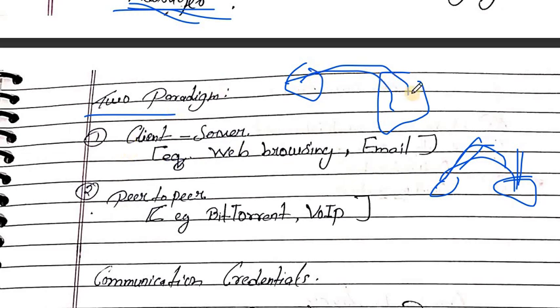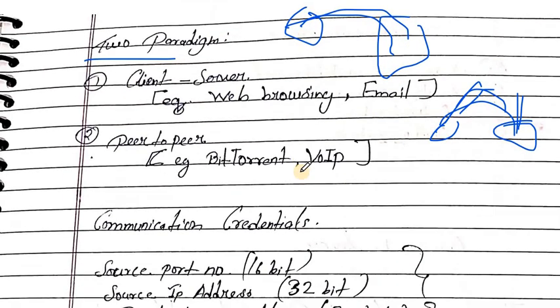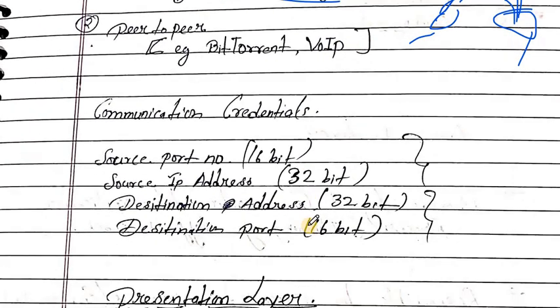And when a client communicates with the server, that is the client-server model. Web browsing, where we are loading a website, is an example. Email, with the email server and user, is another, where the user communicates with the servers. But in BitTorrent and voice over internet protocol, there's a user-to-user connection.